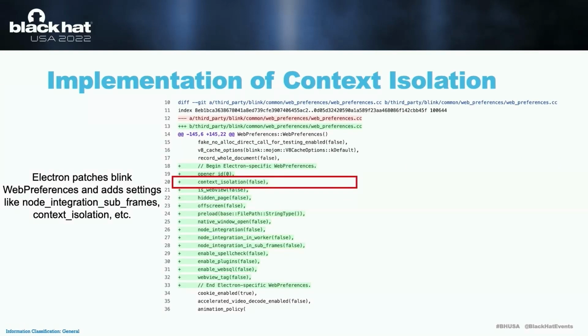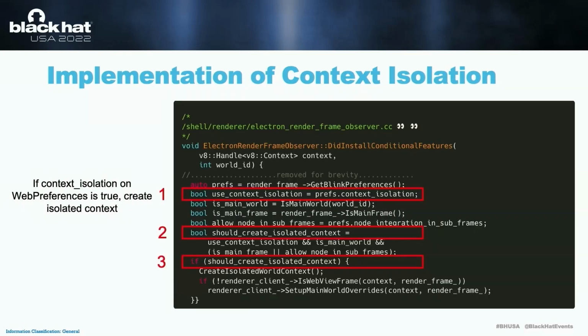You know that Electron patches Blink web preferences and adds context isolation there. When we look into the Electron code, we figure it does the same thing. In step number 1, it gets access to the web preferences and the context_isolation variable. In step number 2, it has a Boolean value, should create context isolation, based on the value from step number 1. In step number 3, there is an if statement: if should enable context isolation is true, then enable it, else disable. So our goal is to disable context isolation.